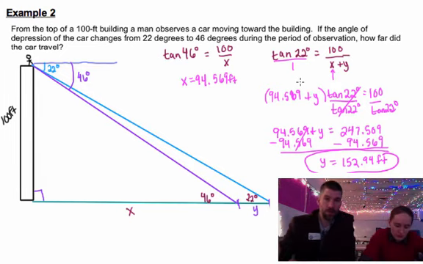So now we found x, and at the end we found y. So the car traveled 152.94 feet. And our answer for x made sense, that this is 94.569. This isn't a very good scale, but if this is a 46-degree angle, these should be really close in number. And they were.